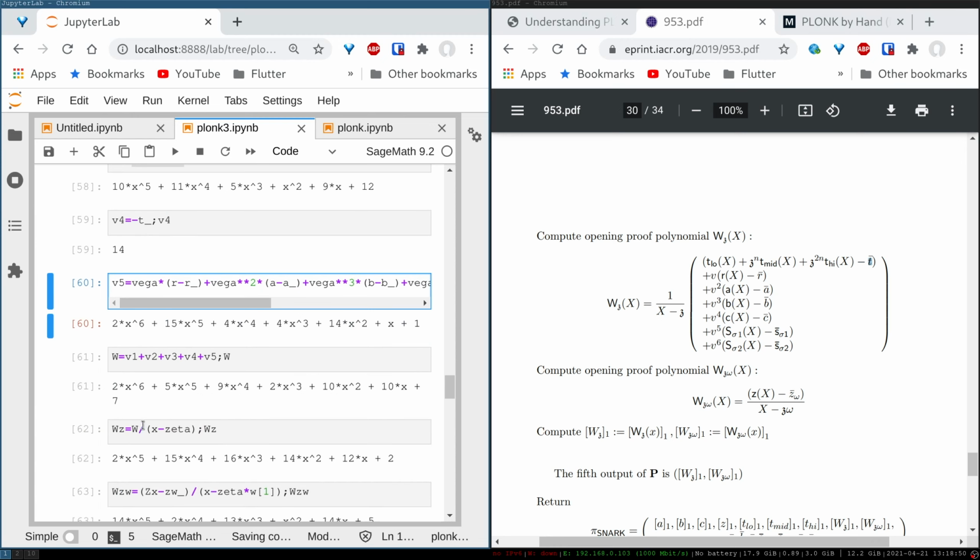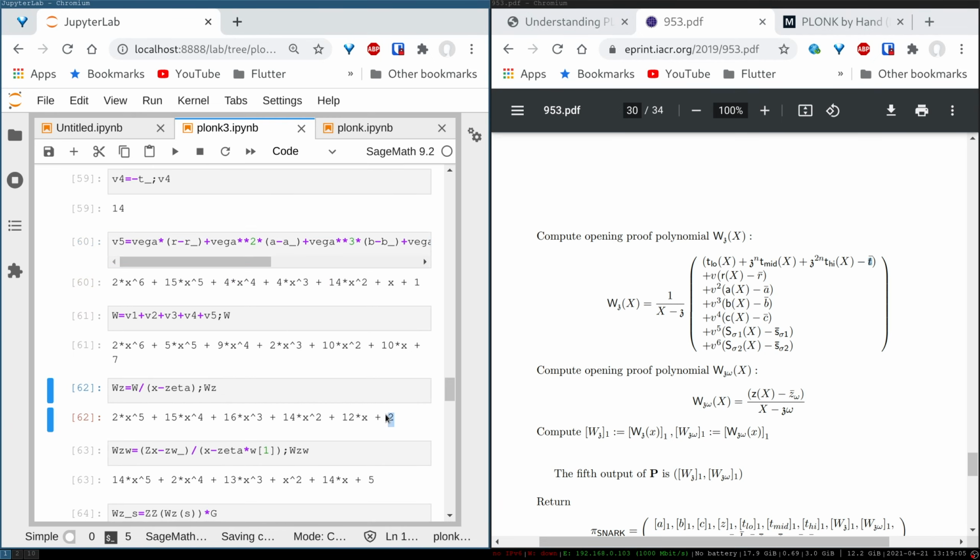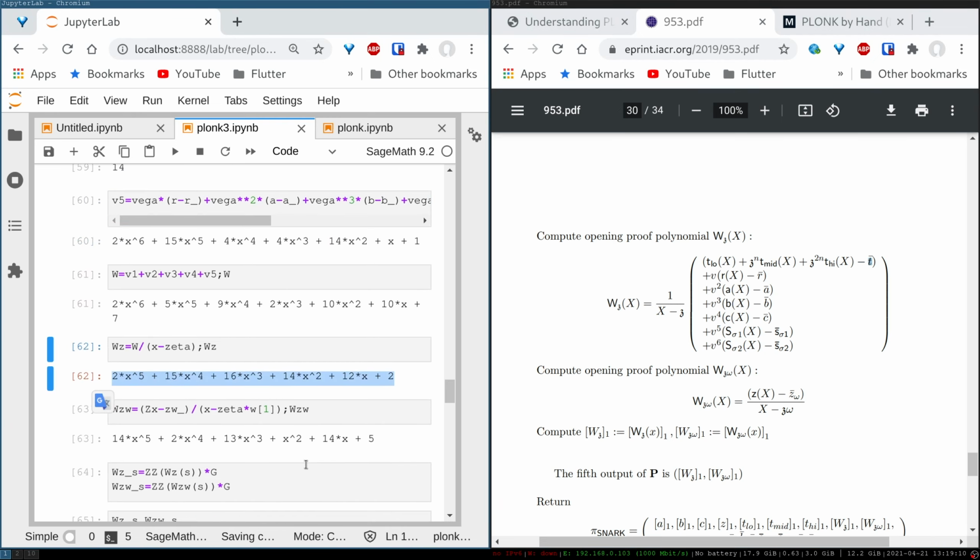Right? So we collect all this stuff together into w, which is then v1, v2, v3, v4, v5, sum of all this stuff. But we have to divide by x minus zeta. So if everything was okay, this is also going to be an integer polynomial. So that's our w zeta.